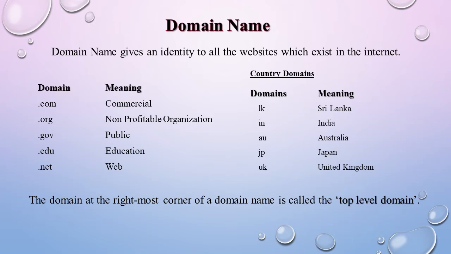Domain name. A domain name gives an identity to all the websites which exist on the Internet. The domain at the rightmost corner of a domain name is called the top-level domain. These are the domain names.